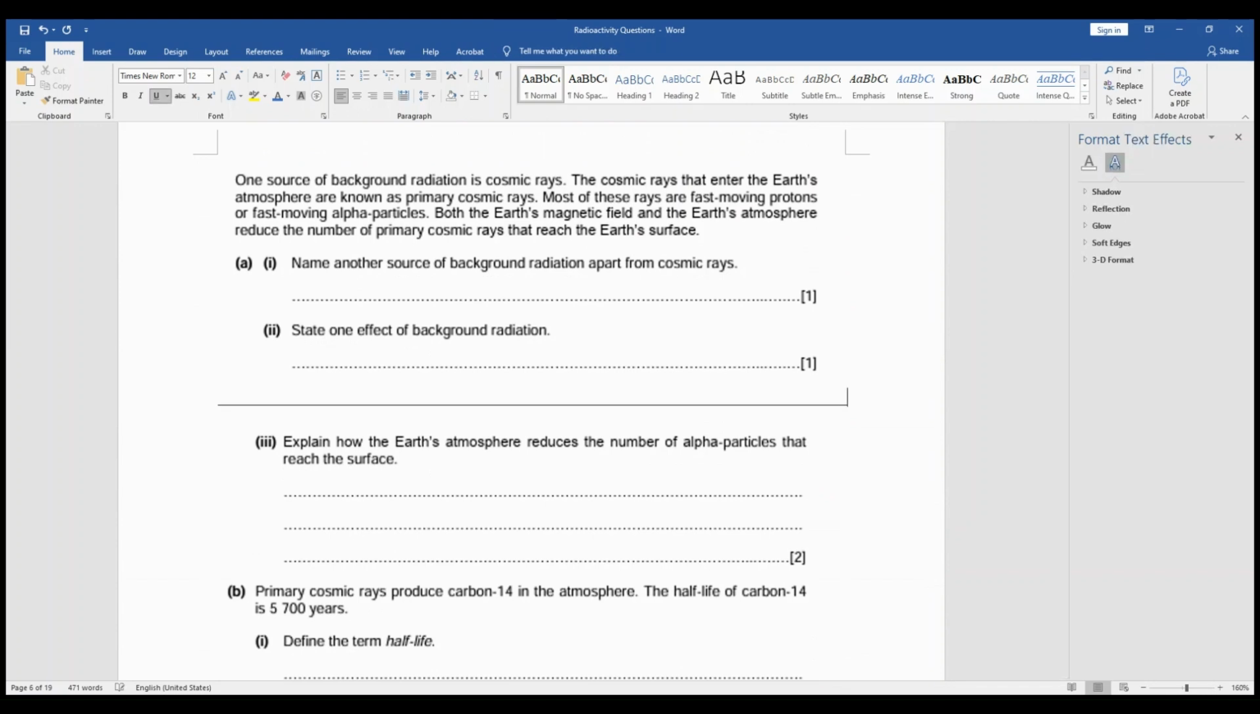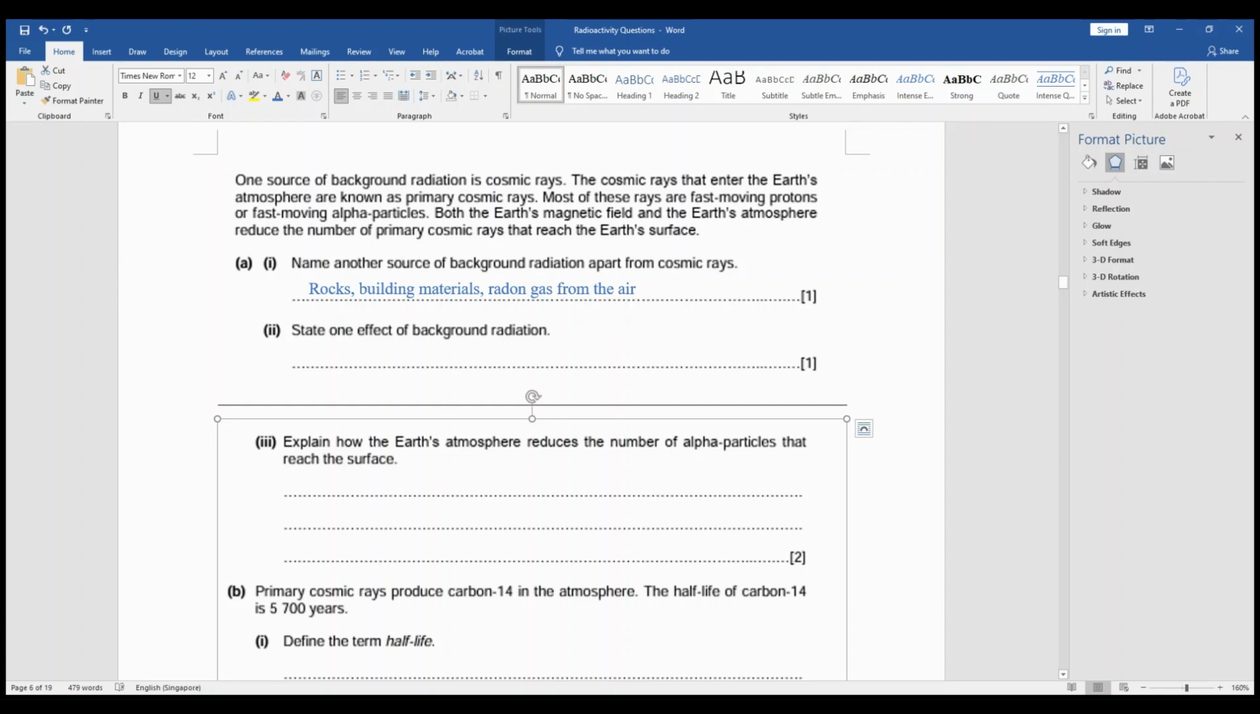Another source of background radiation, except cosmic ray. Cosmic ray, of course, is one because it comes from outer space. Another source. Can you remember we wrote a lot, so we can name a lot actually. We can say rocks, building materials, radon gas from the air or atmosphere. Okay, limited three.